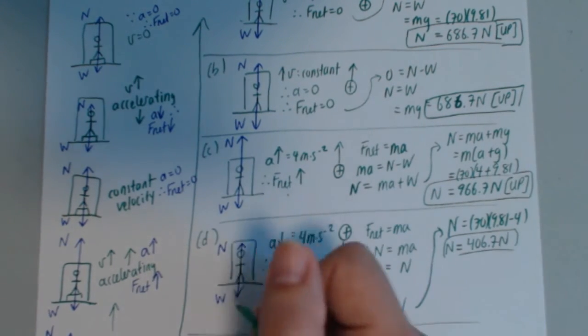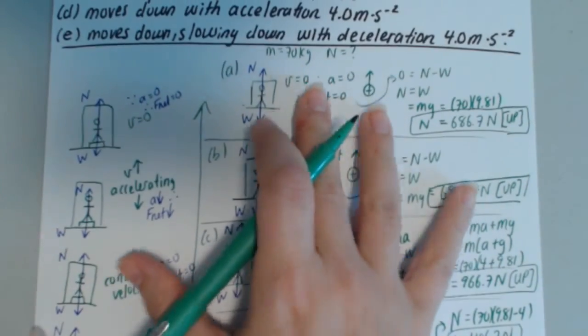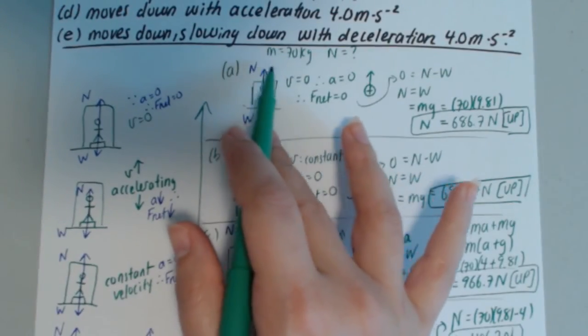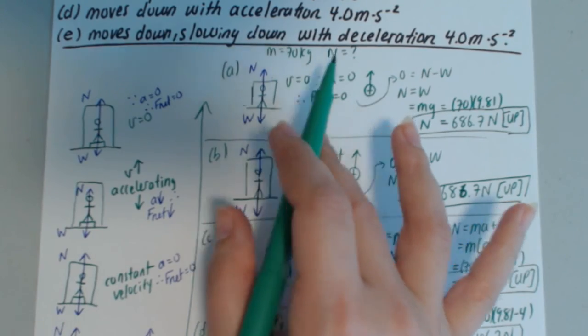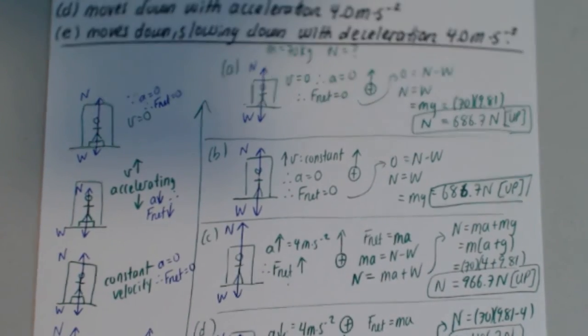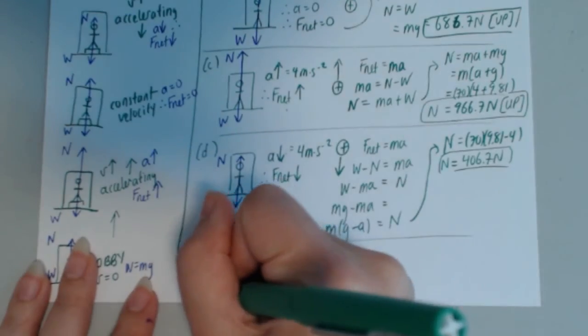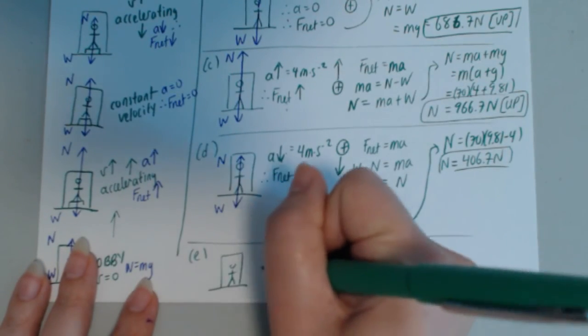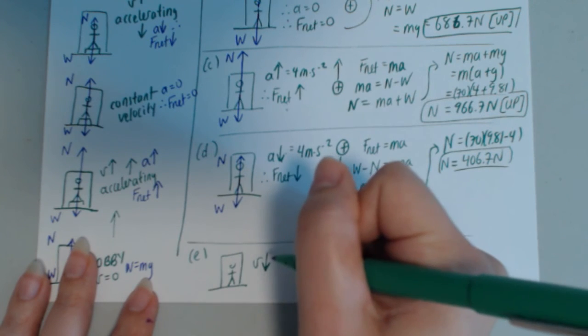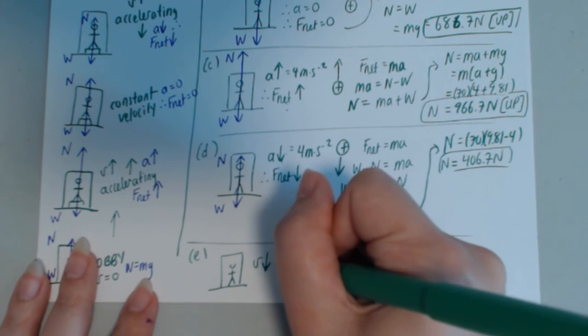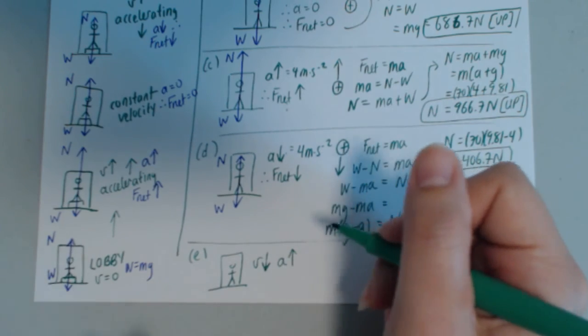Okay, and finally, part E. The elevator is moving down and slowing down with a deceleration of 4 meters per second squared. Now, you guys know I mentioned this in an earlier video. I don't like that word deceleration, but it does sometimes appear in some books, so I guess it is good to get used to it. Deceleration means the acceleration is opposing your velocity. So the question tells us that we're moving down. So here's our person in the elevator. Our velocity is down, and since we're decelerating, that means my acceleration has to be opposite the velocity.